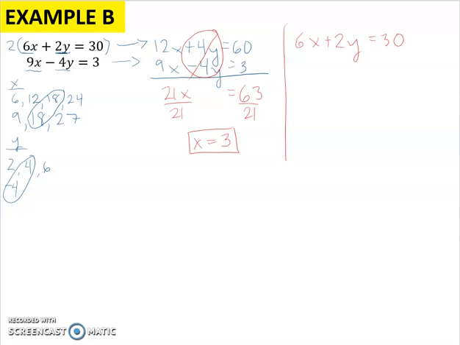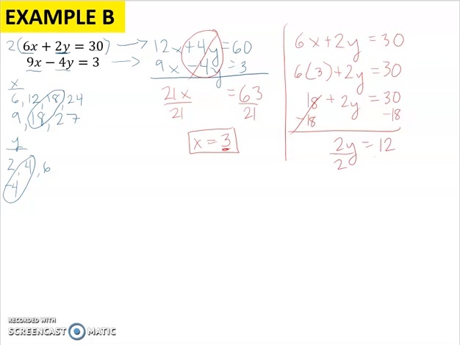All right, so I'm going to swap my x for 3. So 6 times 3 now plus 2y equals 30. So I'm going to have 18 plus 2y equals 30. Solve for the y, so subtract 18. So that goes to 0. I have 2y equals 12. And divide by 2. So y equals 6.